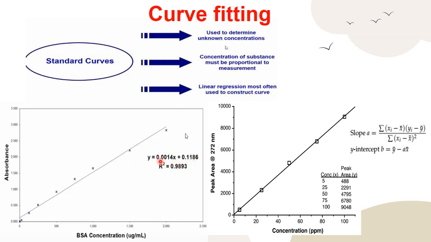And 0.0014 is the slope. It is called the slope, and 0.1186 is the intercept, right? And R squared is called the coefficient of determination. And all this equation and this R squared are calculated by the software. We don't need to do anything. We don't need to do any calculations.